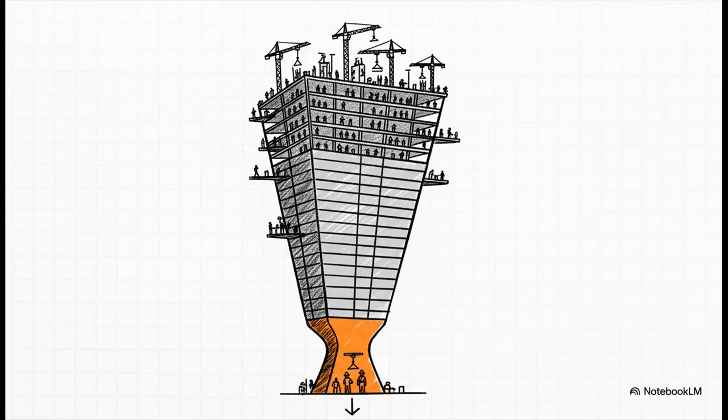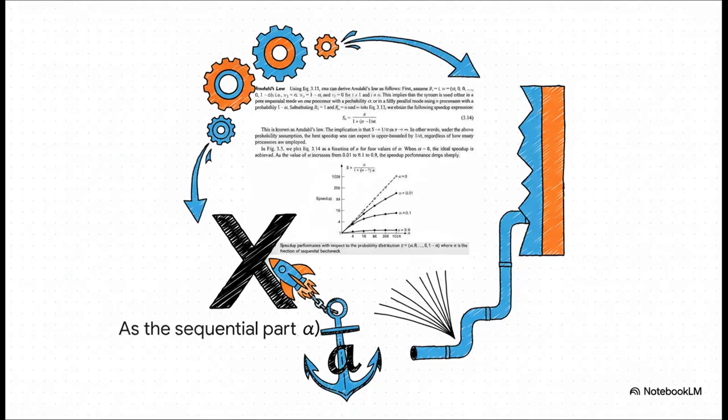Think of it like building a skyscraper. You can have hundreds of workers building all the floors at once, but everybody has to stand around and wait while one single crew pours the foundation. That foundation, that's your alpha. That's your bottleneck. And this graph, wow, this just lays out the brutal, honest truth of Amdahl's law.